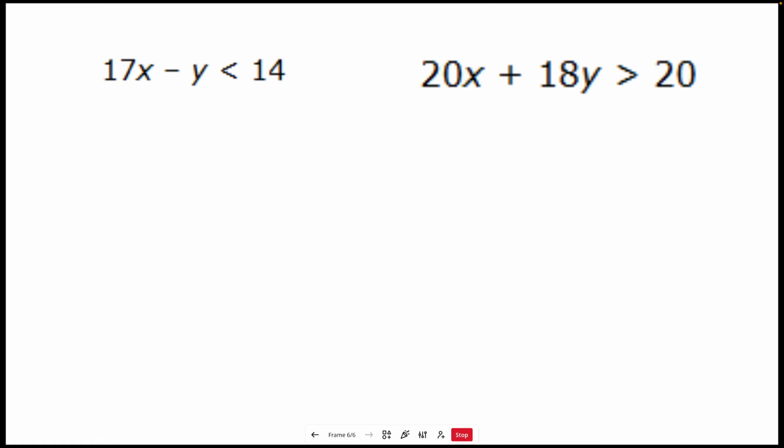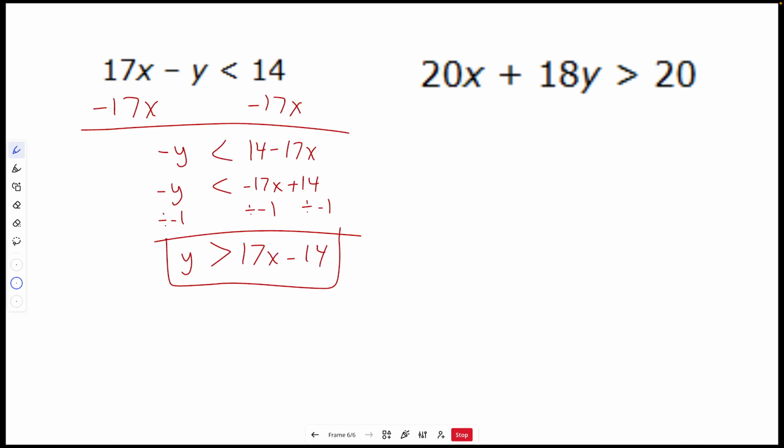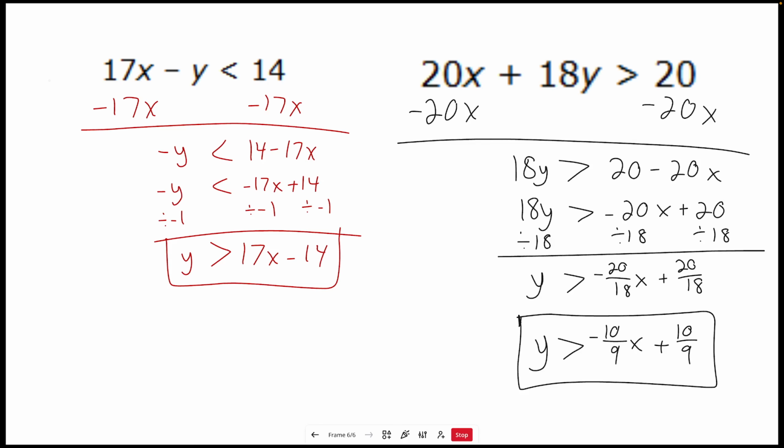Okay, now that you've had time to work these problems, let's check your solutions. Okay, for the first problem here is the work. You should have gotten y is greater than 17x minus 14. You did have to change the direction there because you divided by a -1. And for the second problem, you did not have to change the direction. Hopefully we remembered you need to reduce the fractions. So you get to here, 20 over 18. 20 over 18 reduces to 10 over 9.